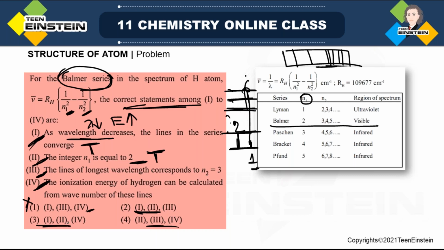Come to the third statement. The line of longest wavelength corresponds to n2 equal to 3. Longest wavelength means what? Minimum energy. Now for Balmer series, this 2 to 3 is the minimum energy. So this is also correct. Now if you are sure that statements 1, 2, 3 are correct, you don't even have to consider statement number 4. Based on this, you can easily choose the correct option as the second option. But we will also see why the last statement is not correct. This is very interesting.